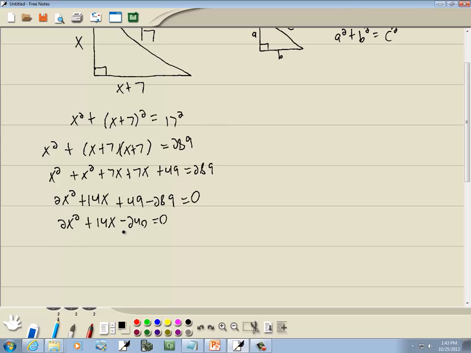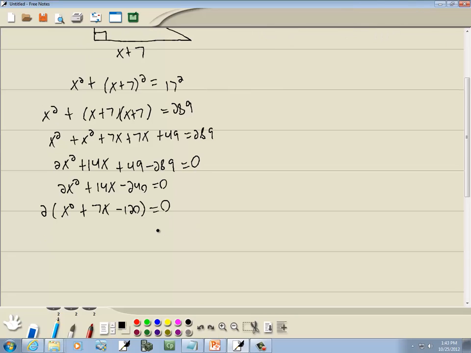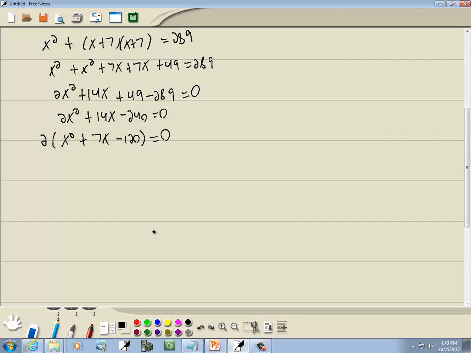Now I'm factoring out my GCF first, which is 2. So that gives me x squared plus 7x minus 120 equal to 0. Now what's inside the parentheses? This is a PSD. We got x squared, x, no x, and there's no number in front of our x squared. So we'll use the PSD method.